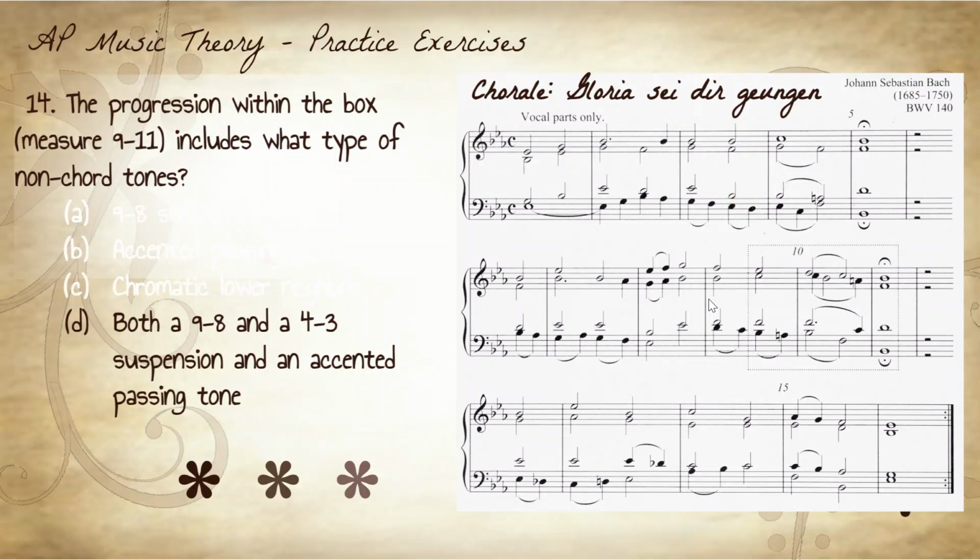Correct answer is D. The boxed area contains an accented passing tone, the B flat in the bass on beat 3 of measure 9, and both a 9/8 suspension, C to B flat, and a 4/3 suspension, B flat to A natural, in the alto in measure 10.